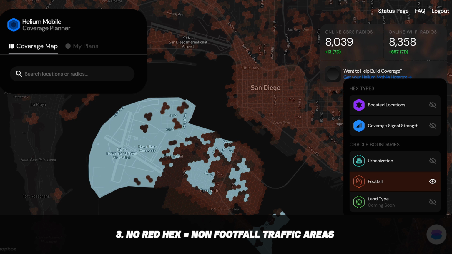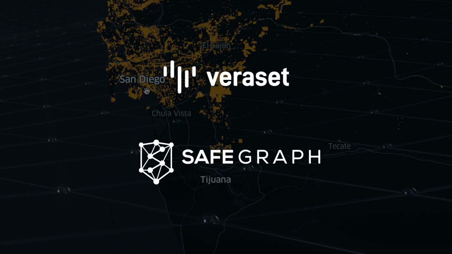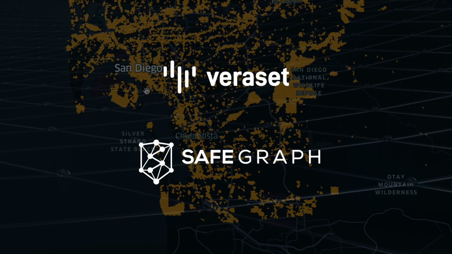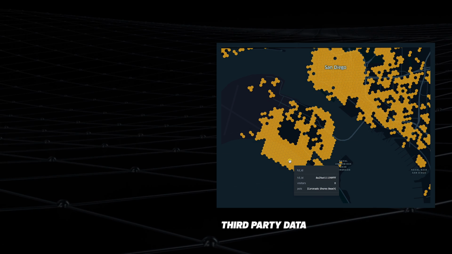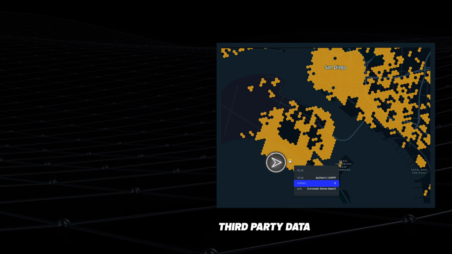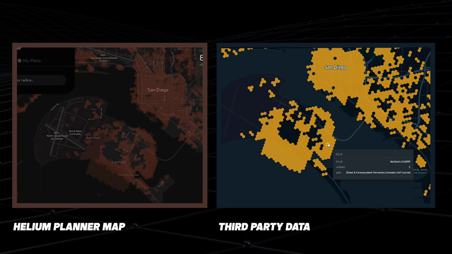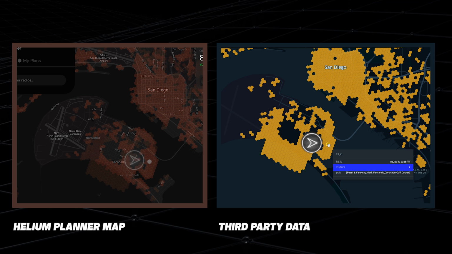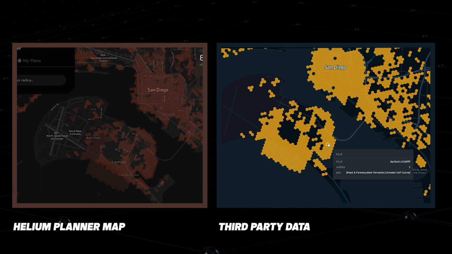So what defines these three different areas is the data gathered by Veriset and Safegraph, where Helium acquire the footfall traffic information and integrate it into their Helium planner tool. As you can see on the original map, the areas which have no visitors are the transparent red hexes on the Helium planner map. The areas which receive visitors are the darker red hexes. So what does this mean in terms of earnings?